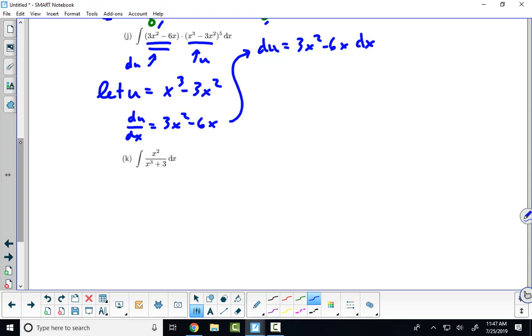Any questions up to this point? I'm not expecting you to master this today, but I want to give you some exposure to it so you can start working all remaining problems. Yeah, Jack. Would there be parentheses around 3x squared minus 6x? Yeah, I should be more careful and put parentheses around there. There should be parentheses around it.